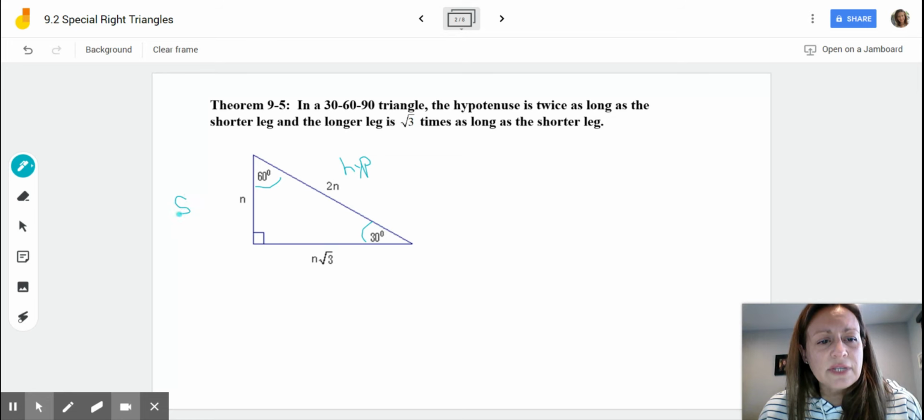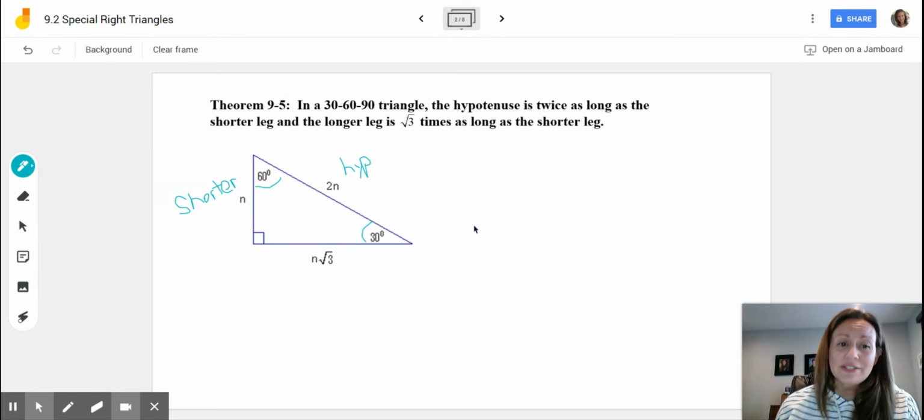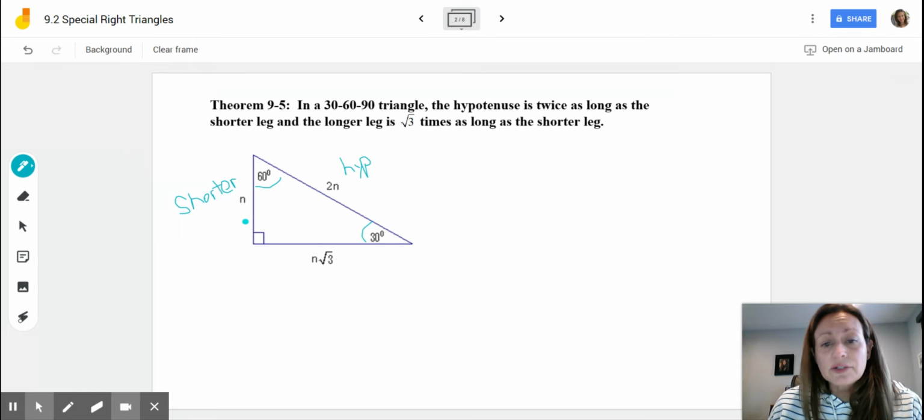Then there's always going to be a shorter leg, and in this case, we have it labeled N. Now, how do I know it's the shorter leg? Well, it looks like it in this diagram, and if a 30-60-90 triangle is drawn to scale, the shorter leg will always be across from the 30-degree angle. That's just a general inequality within triangles we talked about before, that the shorter side will be across from the smaller angle, and the longer side will be across from the larger angle. So this is the longer side here.